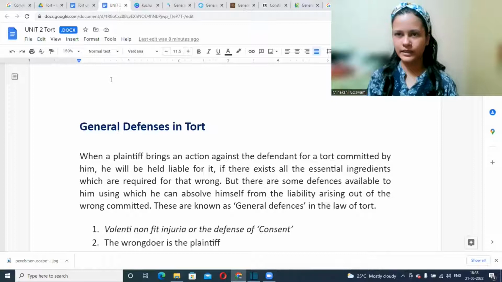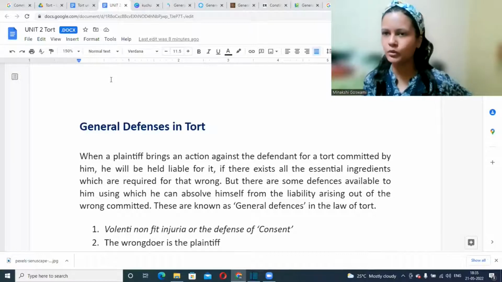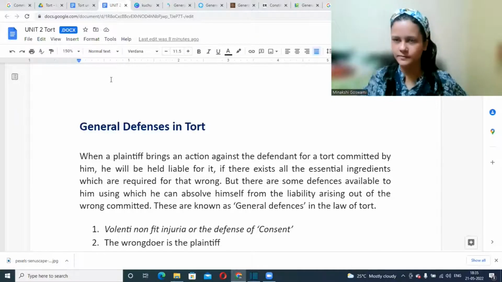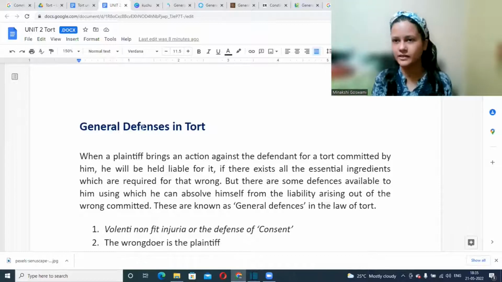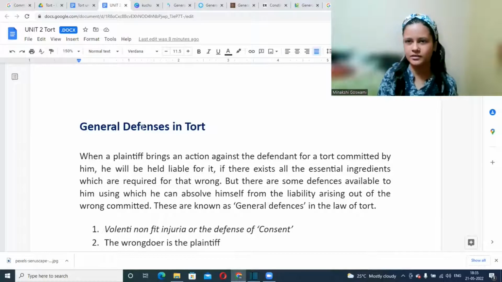Okay, so we will see unit 2. In unit 2, we just have two topics: general defenses and vicarious liability. Just two concepts are there. We need to study these two concepts properly because you will get questions from these two topics. As such, we don't have a lot of topics where we can say this is important and this is less important.